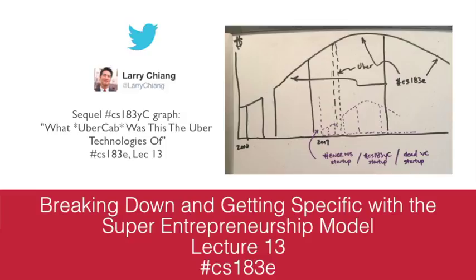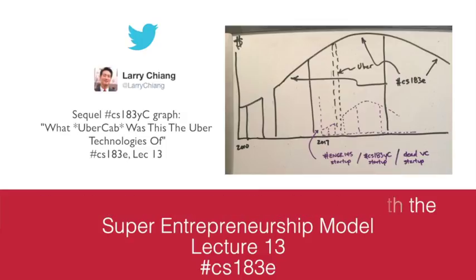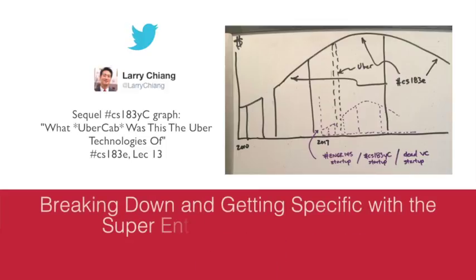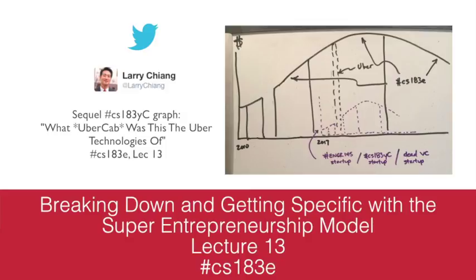You're editing a cadaver, and there are three significant things to pay attention to with this tweet. One, hashtag CS183YC. Two, what Uber cab is this the Uber technologies of? Three, CS183E. Now, if you look at the purple part of the chasm, the purple dotted line part, that's Engineering 145. That's your startup. So what surrounds it is a chasm within a chasm. And that's what a super entrepreneurship model is: it leverages momentum that is all around us.